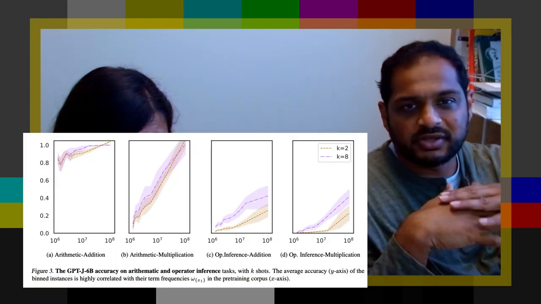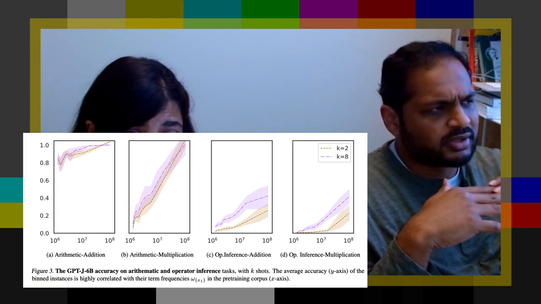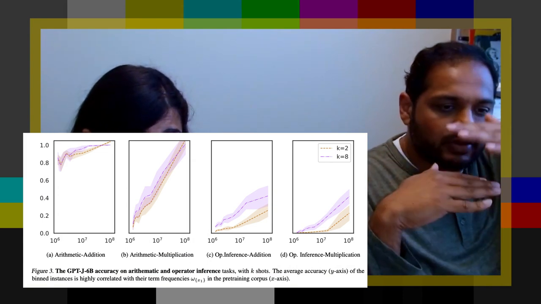I guess one example we have in the paper is with addition, where when we tried the biggest model and with, I think, the most number of shots, the line was pretty high.